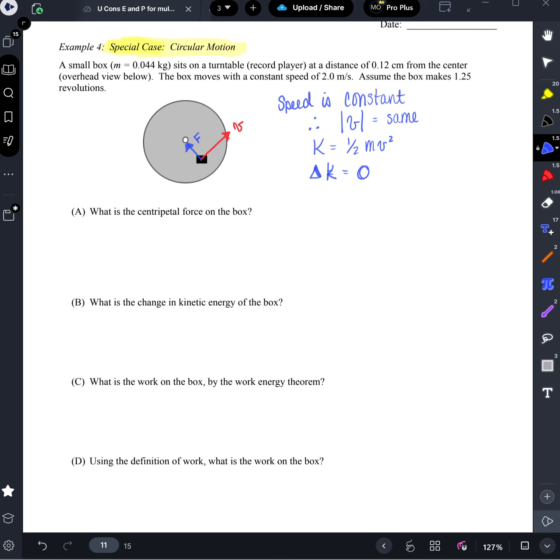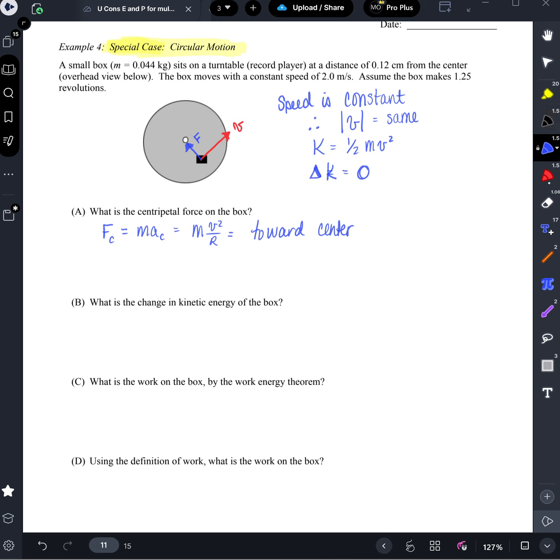So let's take a look at this. What is the centripetal force on the box? All right, we got to go back to circular motion. And you may remember that the force centripetal is equal to m a_c, which is equal to mv squared over r. In other words, it's going to be towards the center, and we got to keep that in mind. I'm not going to bother punching in a bunch of numbers at this point, but I am going to get us set up so that we can look at everything as we go.